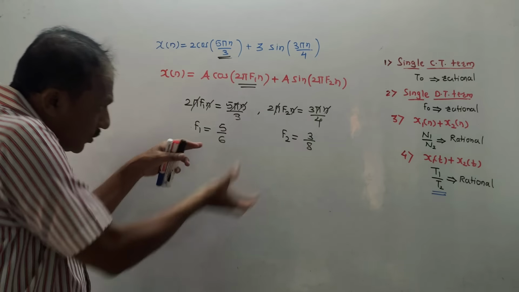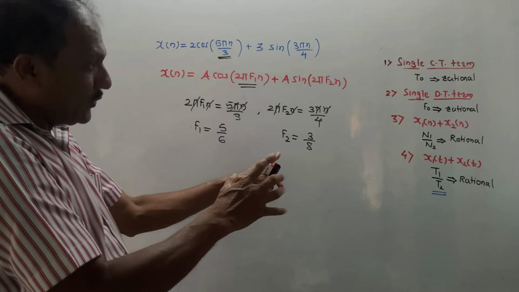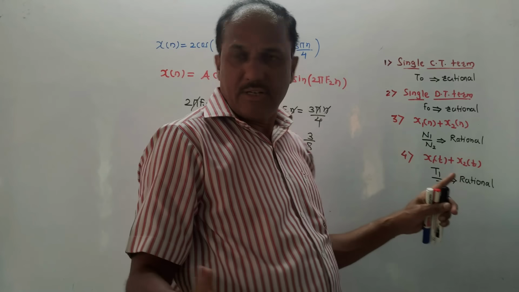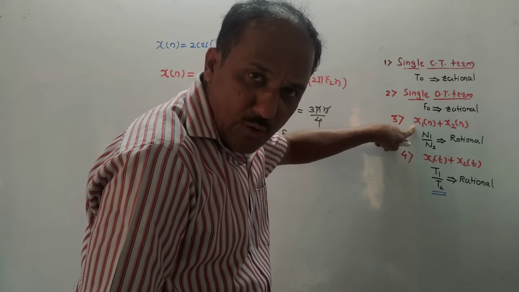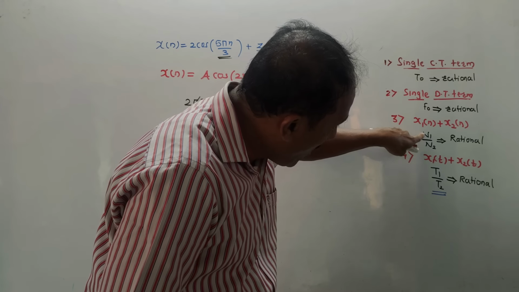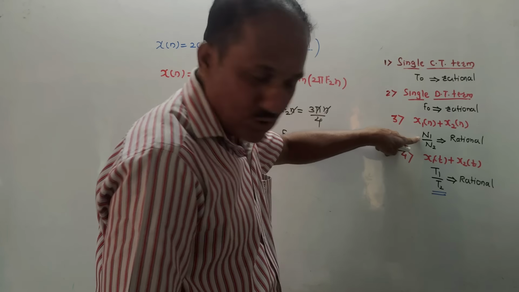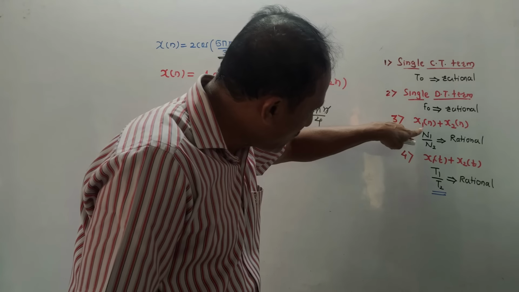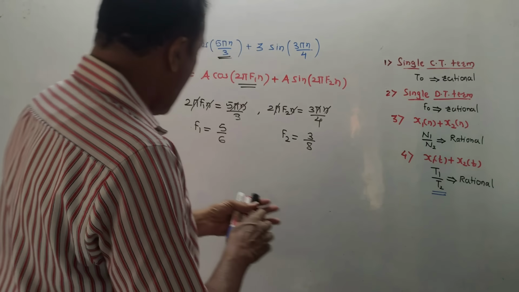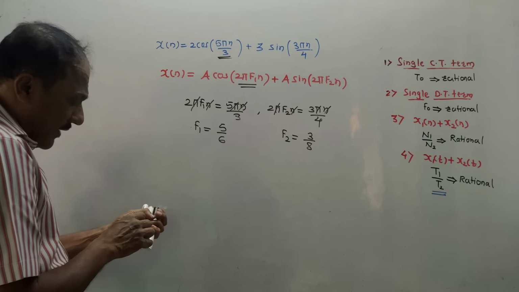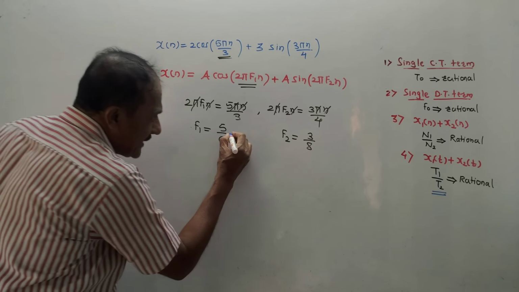So we took the reciprocal and we got T1 and T2. For DT, rules are different. If it is addition of two signals, take ratio of n1 by n2. It is not ratio of T1 by T2. Take ratio of n1 by n2. How to do it? Whatever values of f1 and f2 you have, use the standard notation.